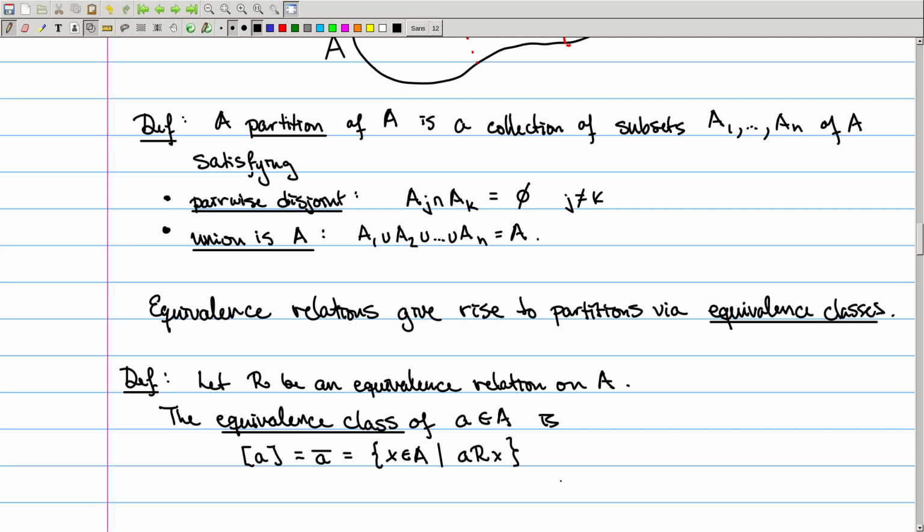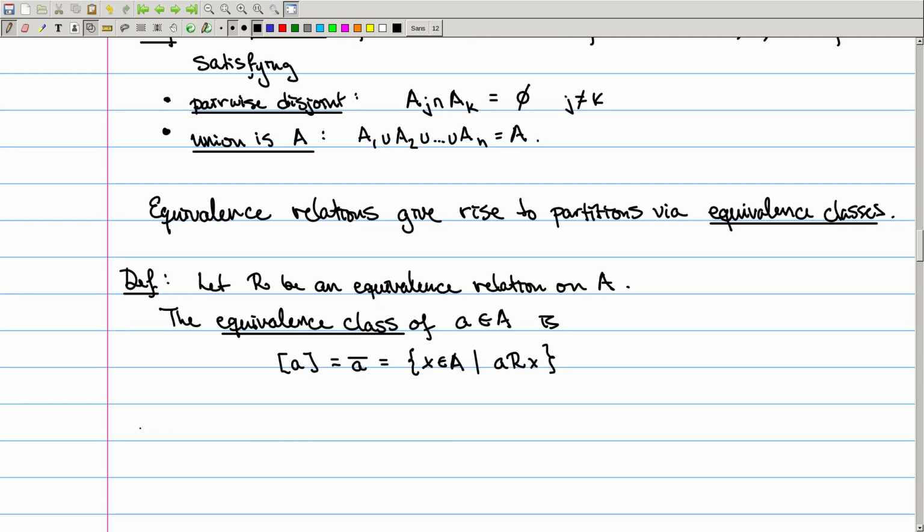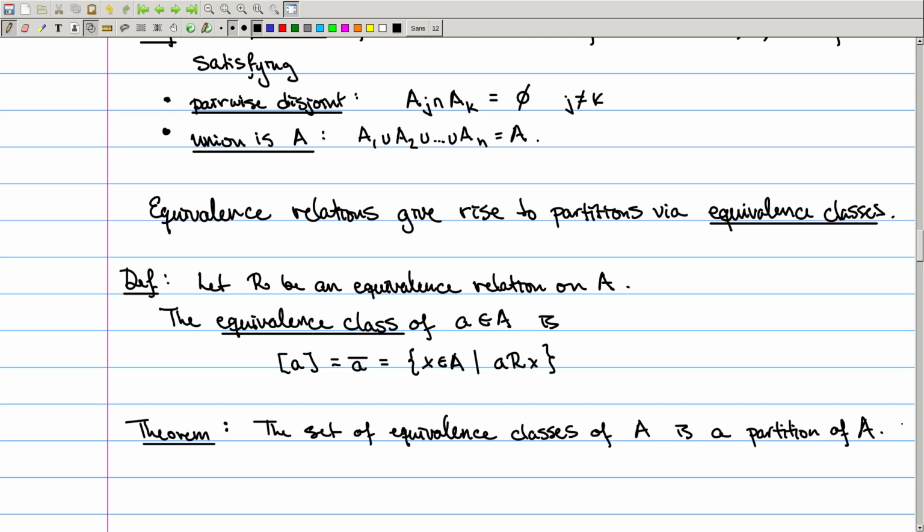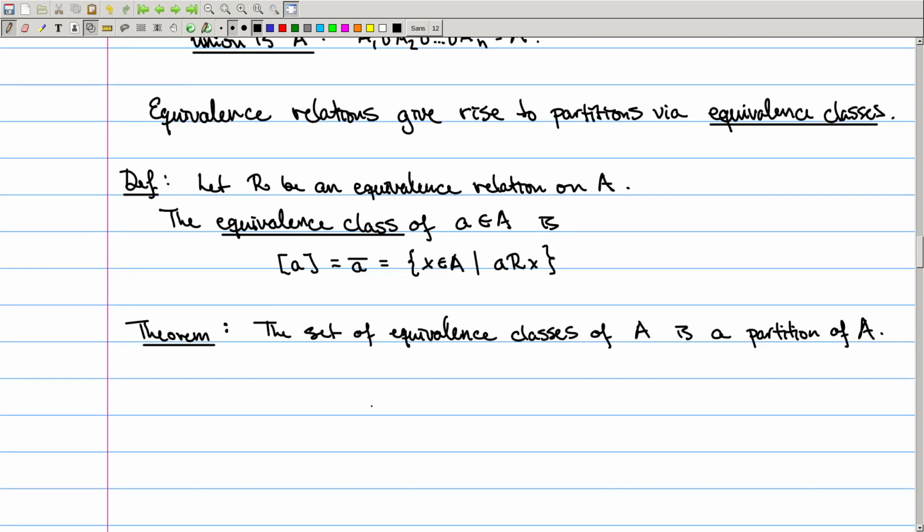So the equivalence class of a is the set of all x in A such that a is related to x. And one of the important theorems here is the following: the set of equivalence classes of A forms a partition of A. Let's look at this in the context of the previous example of an equivalence relation.